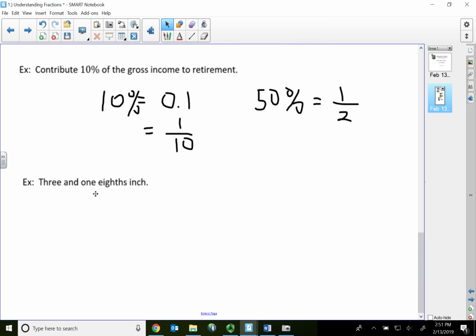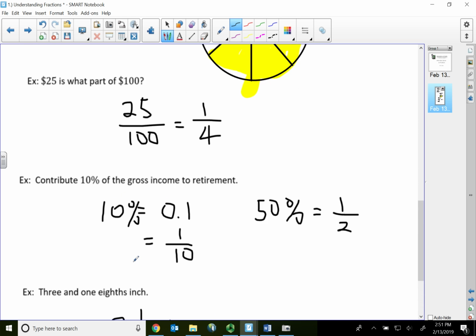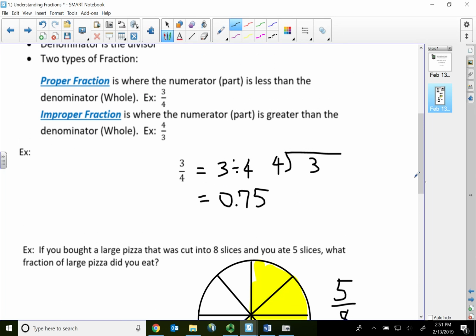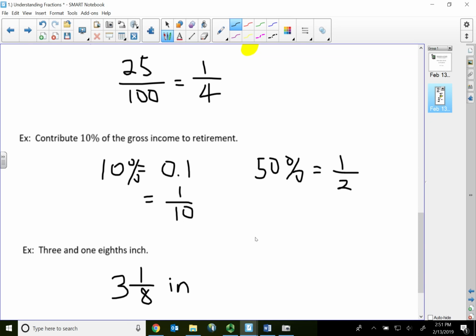Reading measurements is another example. Maybe you measure something that is 3 1/8 of an inch. That creates what we call a mixed number. Believe it or not, a mixed number is an improper fraction as well. We'll talk about that in a different video. I just want to make you aware of the naming of fractions and some examples that we use on a daily basis where fractions are involved.